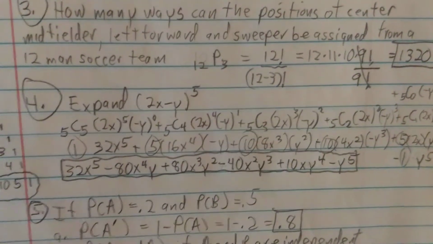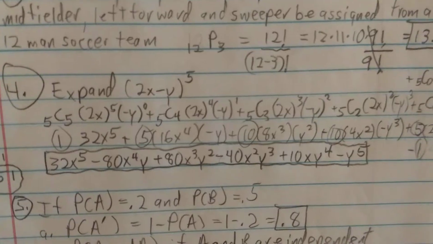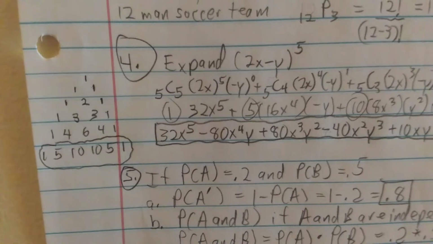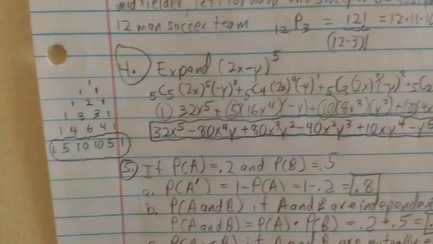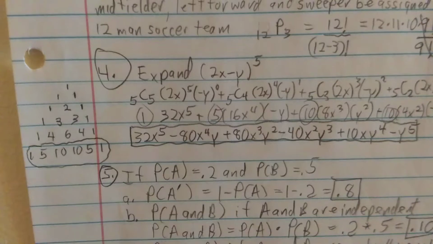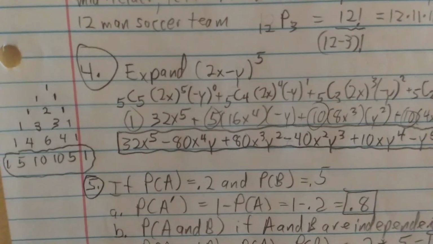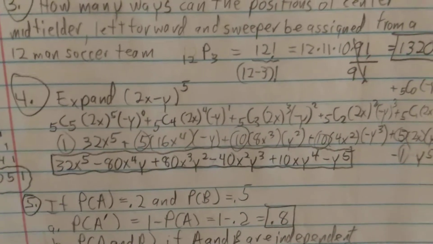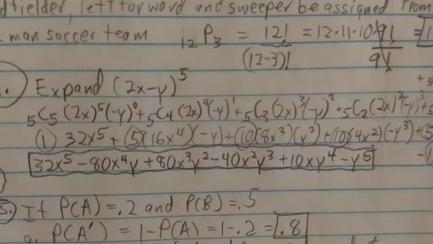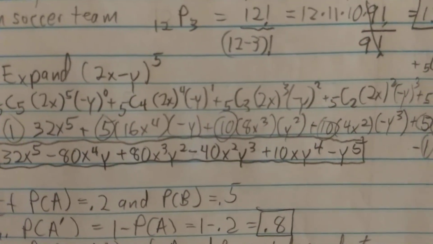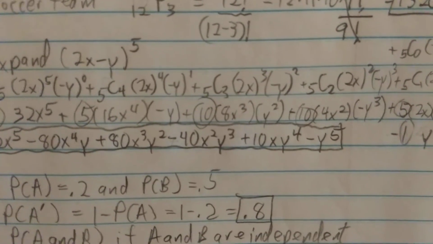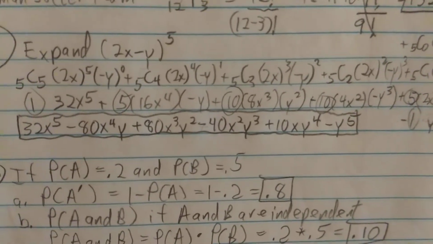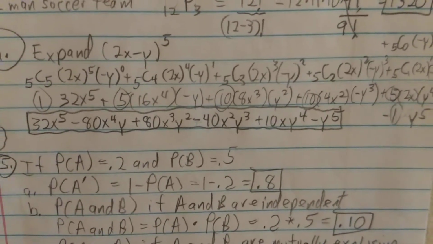Now this is a binomial problem, so this is going to be (2x minus y) to the 5th power. So we want to look over at our Pascal's triangle for n equals 5, and the coefficients, as I have circled, are 1, 5, 10, 10, 5, 1. The last one and the first one is always 1. So here we go. 5C5, (2x) to the 5th, minus y to the 0 power, which is 1, which turns out to be 1. 5C5 is 1, and then 2 to the 5th is 32x to the 5th. So that's the first term.